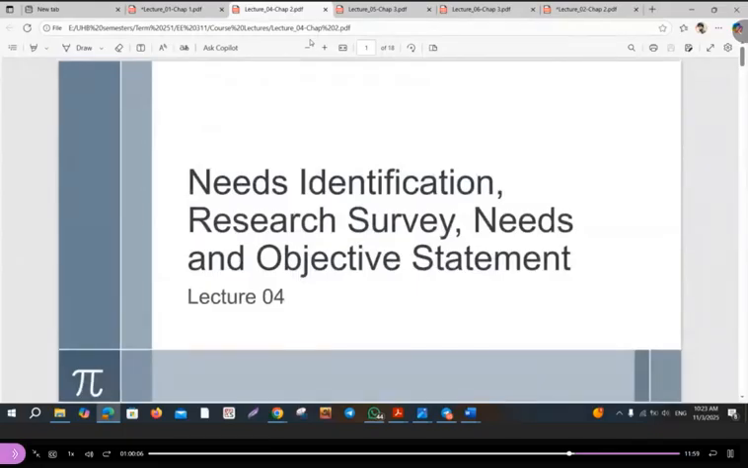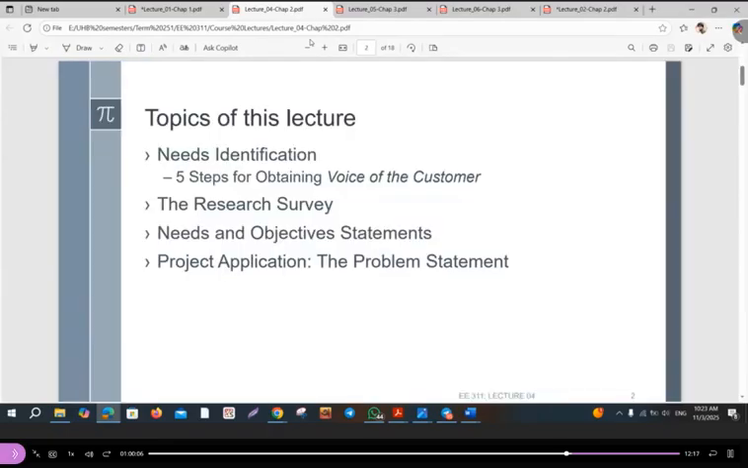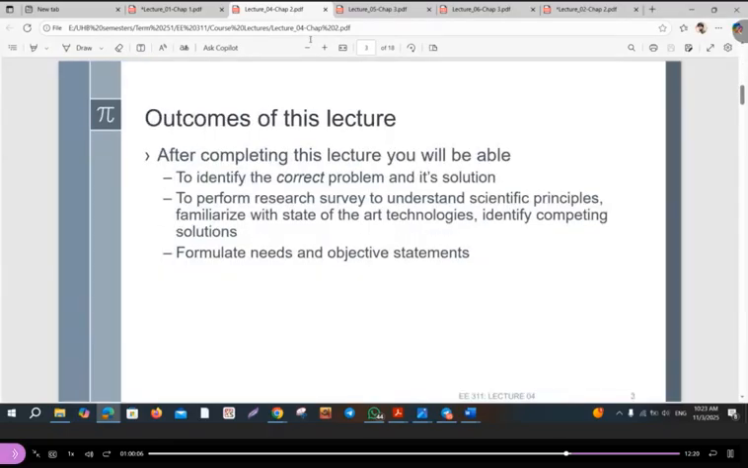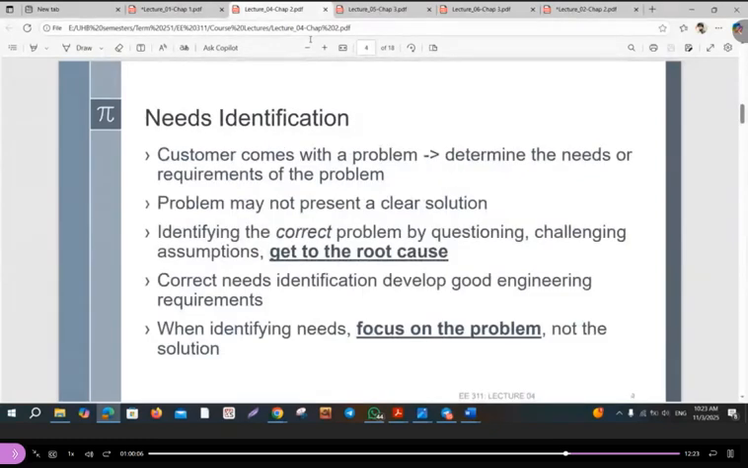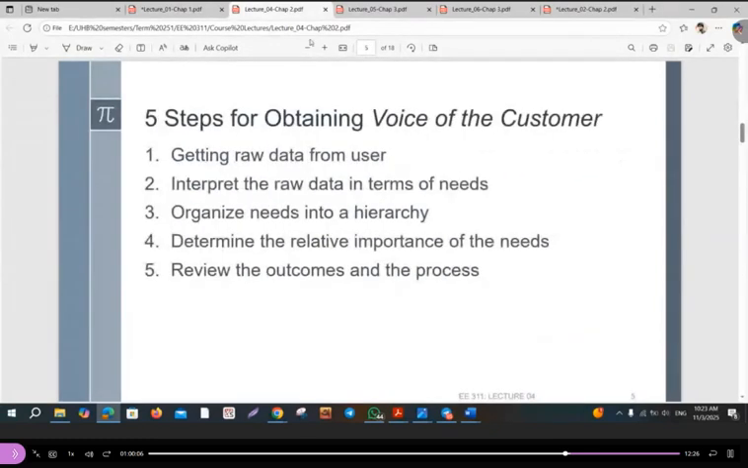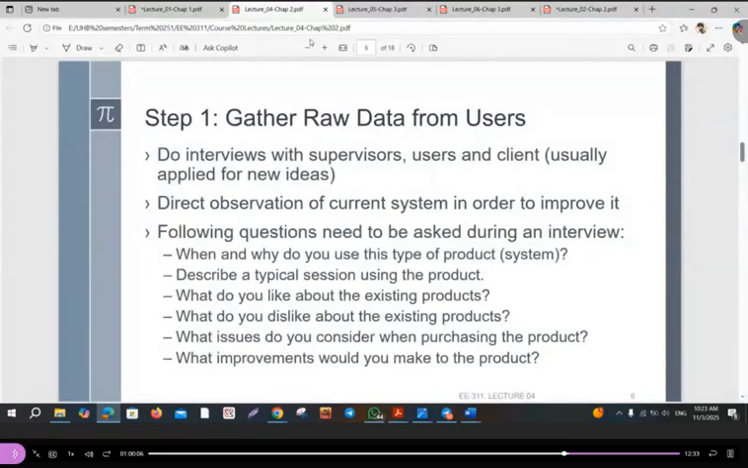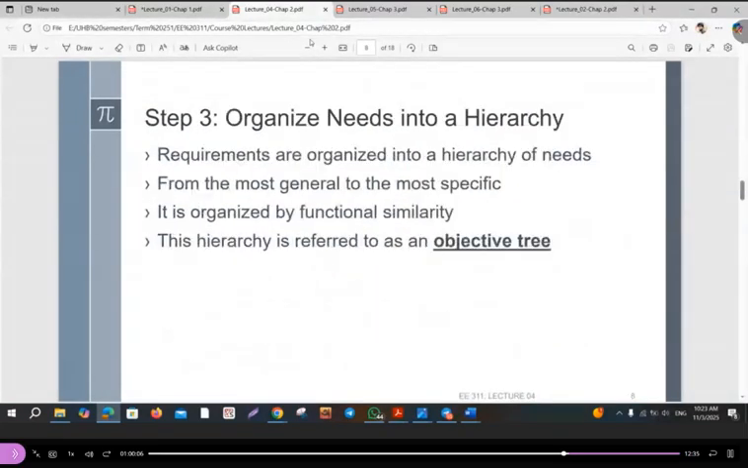Okay, so in this chapter, need identification, and these are the 5 steps on training the voice of the customer. These steps are important. This is the one I was looking for. So these 5 steps are for getting the information, or to reach your customer, to get the voice of your customer. So how you can prepare your design based on your customer.